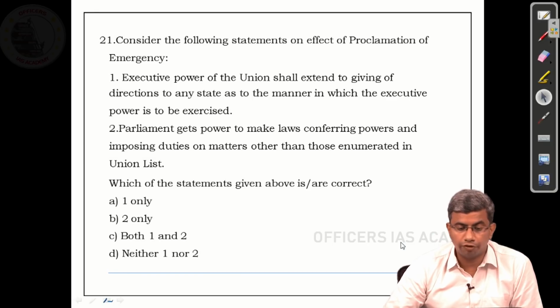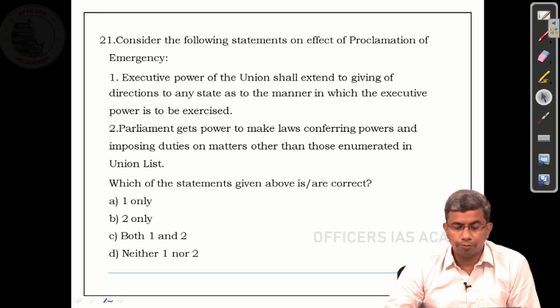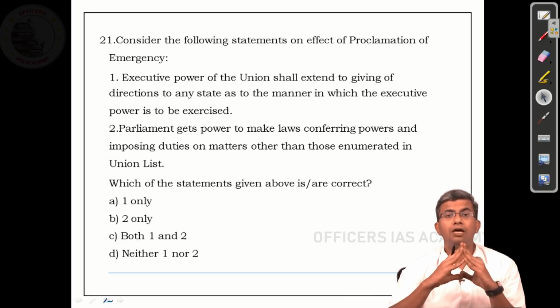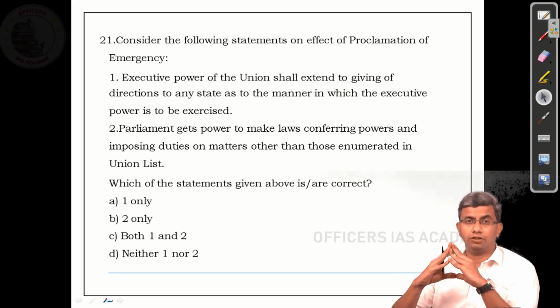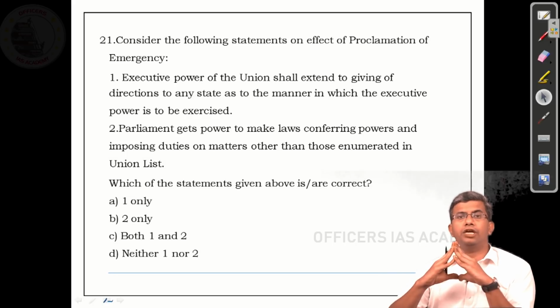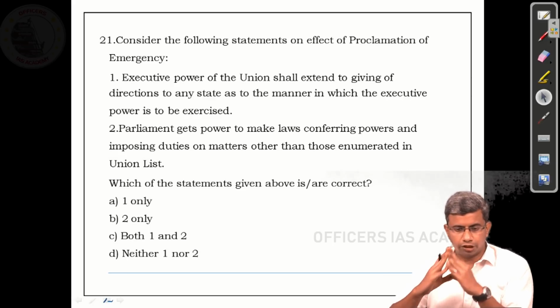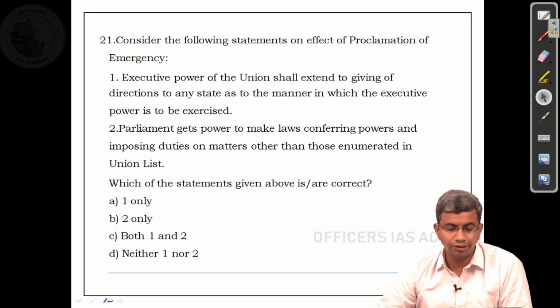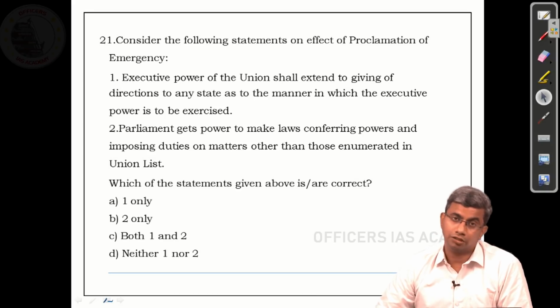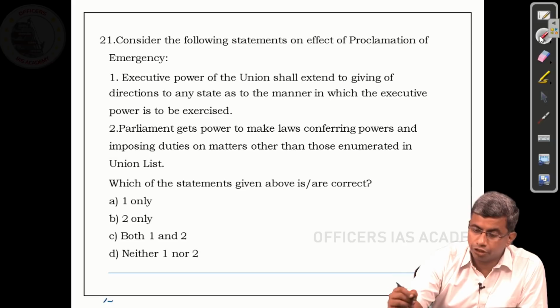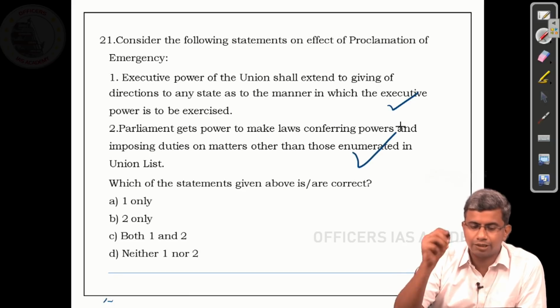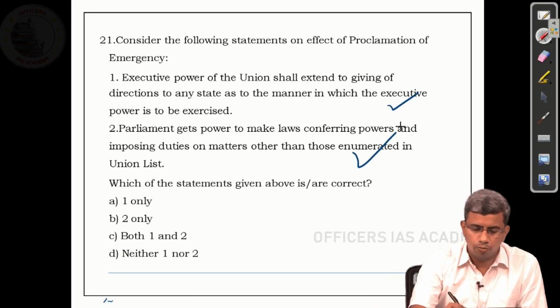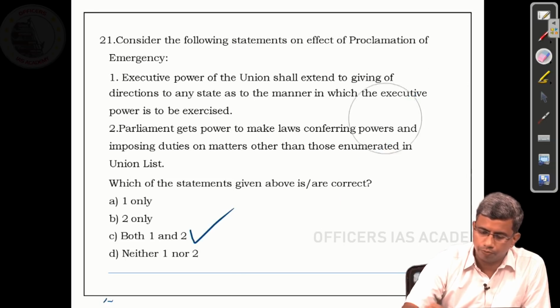Consider the following statements on effect of proclamation of emergency. Executive power of the Union shall extend to giving of directions to any state as to the manner in which the executive power is to be exercised. Yes, that is the unitary feature of emergency. So automatically the Union gets the power to issue instructions to the state. So the first statement is correct. Parliament gets power to make laws conferring powers and imposing duties on matters other than those enumerated in the Union list. Yes, again, this is the executive domain, this is the legislature domain. So the correct answer is both 1 and 2.